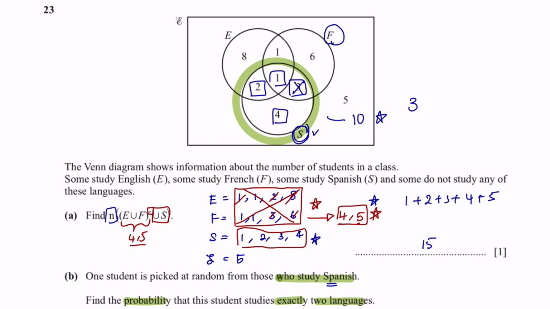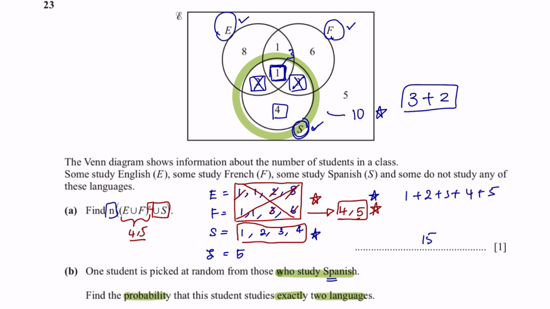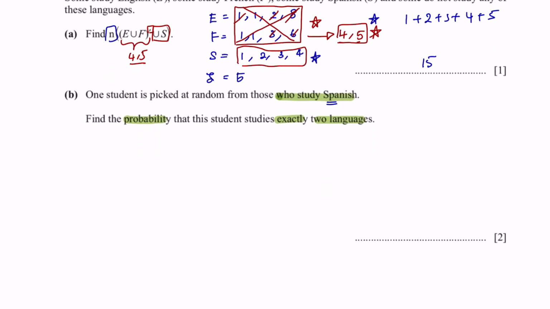And those who take Spanish and English are another 2 students. The reason why we can't include 1 is because 1 falls under the region of studying English, French, and Spanish, which is 3 languages in total. So we have got 5 students who study 2 different languages. So the probability of 2 languages here would be 5 over 10. Simplifying this fraction would give us 1 over 2.